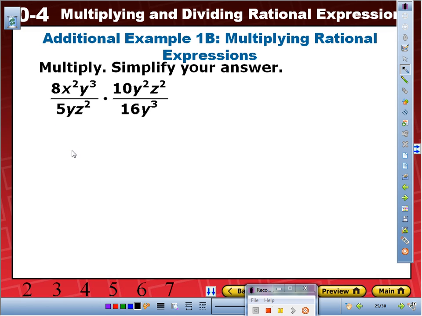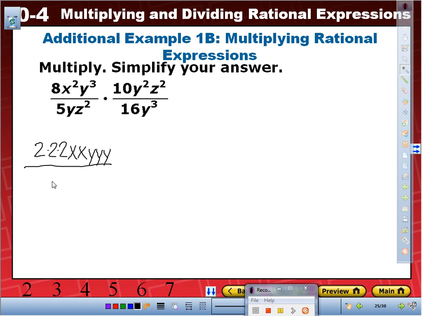Let's focus on this fraction here. Let's factor completely. Right here we have 2 times 2 times 2 times x, x, y, y, y, over 5, y, z, and z. Can I simplify this anymore? Yeah, you see my giant 1? Only the y's. So we're left with 2 times 2 times 2 times x times y over 5 times z times z.